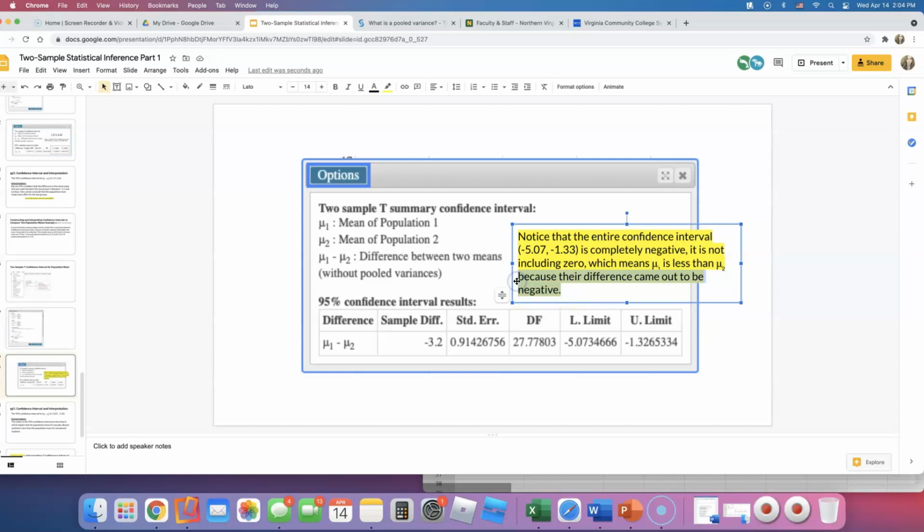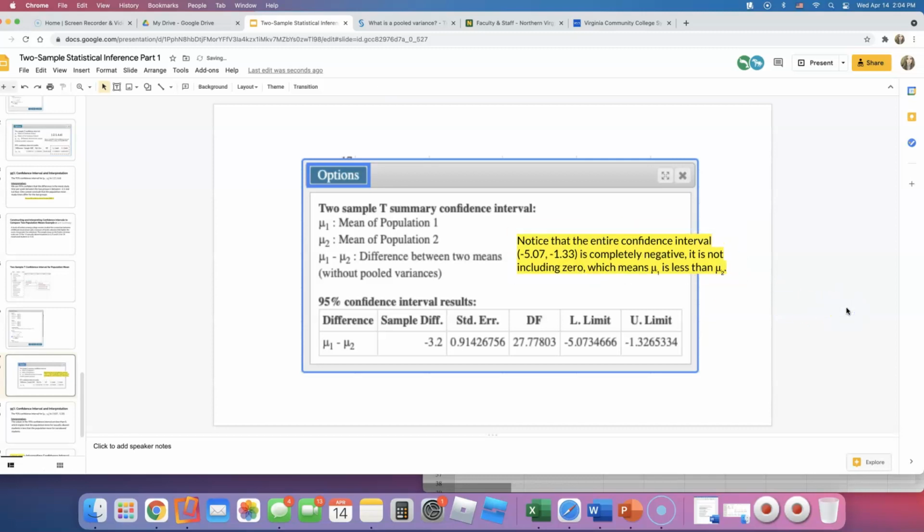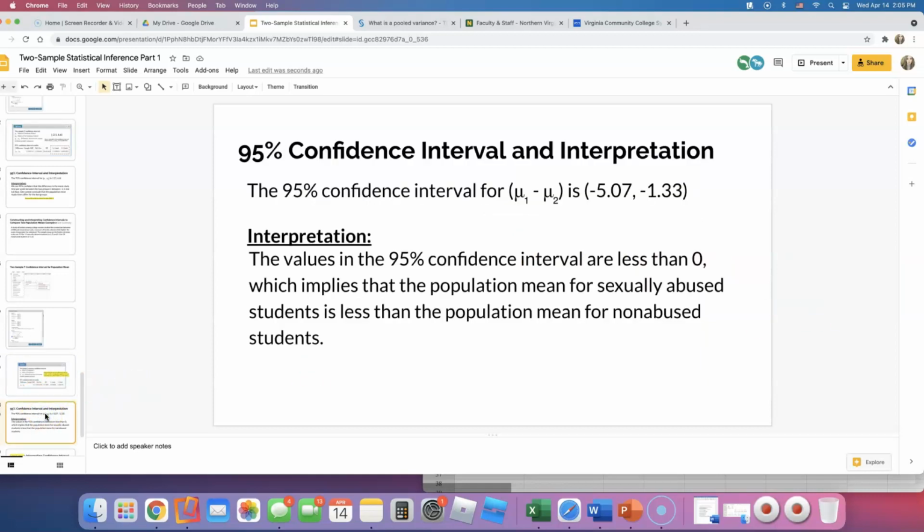I think I can delete the last part. There it is. There it is.